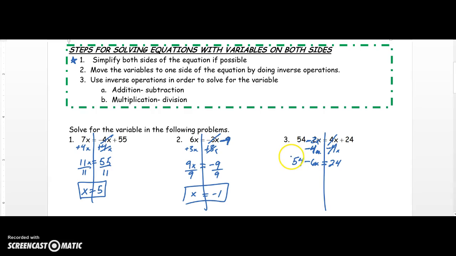How do we do that? This is a positive 54. So you're going to subtract 54 on both sides. So these cancel out, which is what you want. You're left with negative 6x equals negative 30. So how do we get x by itself? This is negative 6 times x, so what's the opposite of multiplication? Division. You're going to divide by negative 6 on both sides. So you get x equals negative 30 divided by negative 6, which is 5.